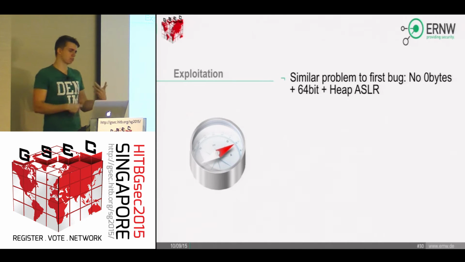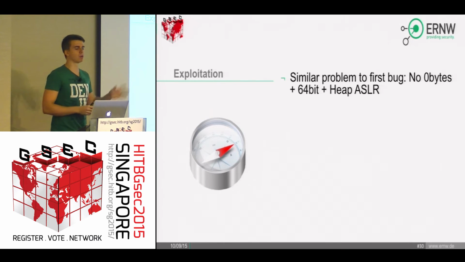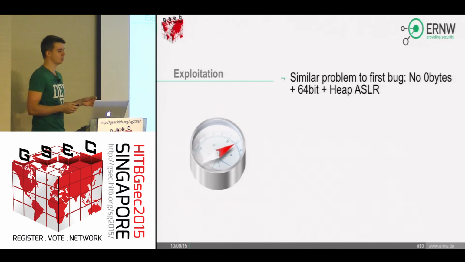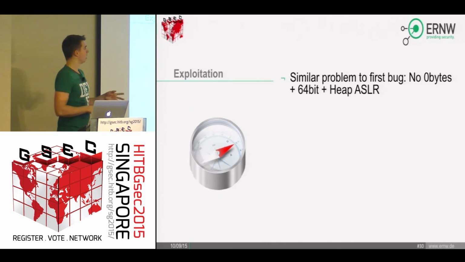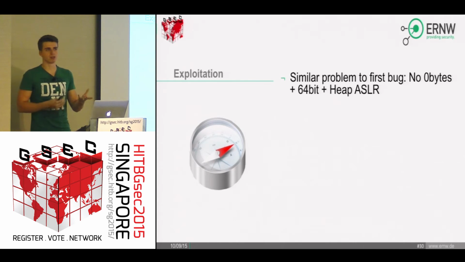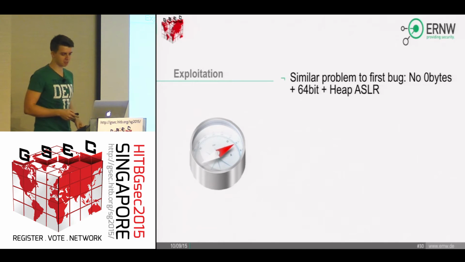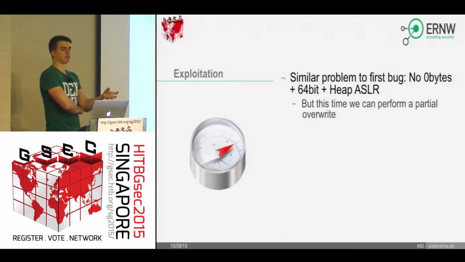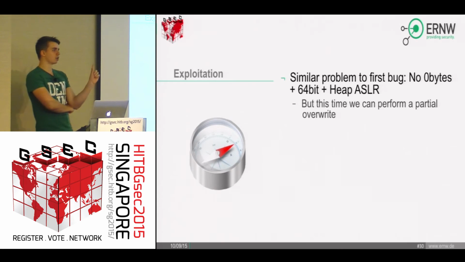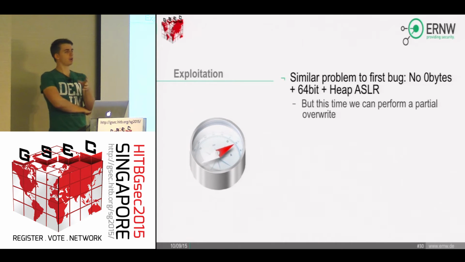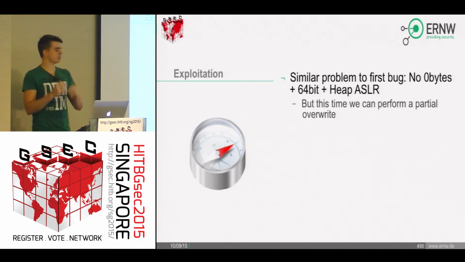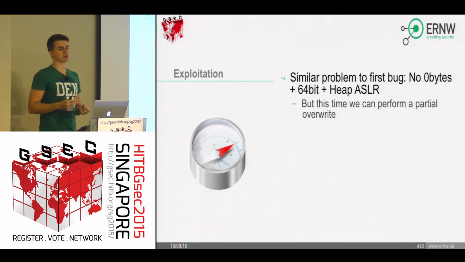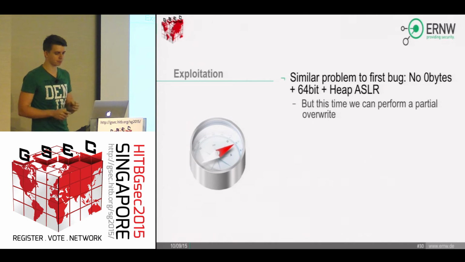Now, first, you still have the same problem you had with the first bug, the stack overflow. In this case, again, we can't put 0 bytes because getValue quits when it sees a 0 byte. We are in a 64-bit environment, and of course the heap is randomized, so the heap allocations are not always at the same constant address. But this time the difference is we can perform a partial overwrite. The welcome message generated by the FTP server or by the IRC server always had these last fixed bytes, but in this case, join info is completely under our control, so we can do a partial overwrite.